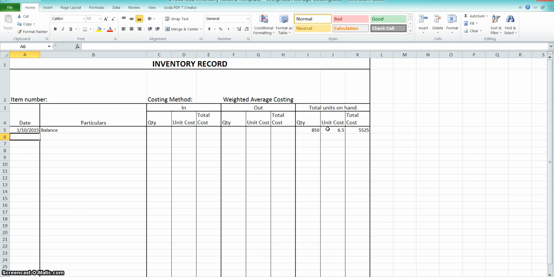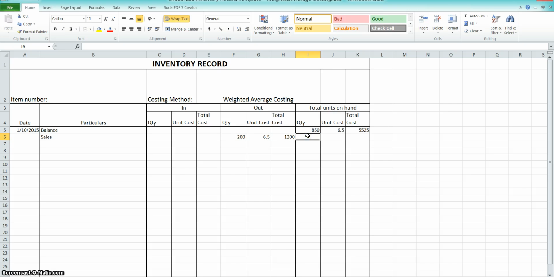On the 7th, we sold 200 goods. So we'll have sales. And if we're selling something, it means our inventory is going out. So in our stock card, we'll record that there's 200 sold in the out columns. Now, the formula that you should be using for unit cost here is equal to our total units on hand, the last unit cost we had. And then again, you can do a formula in here. Quantity multiplied by total cost gives us our total cost there.